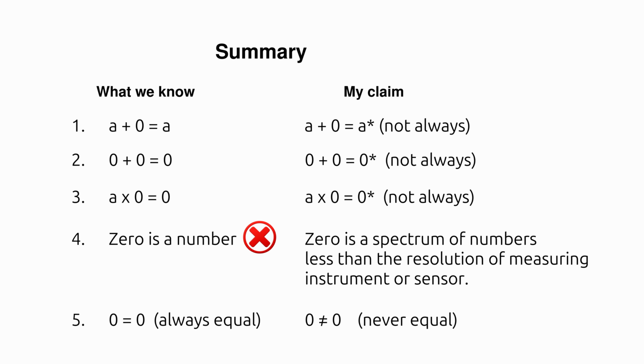0 is not one number, but a spectrum of numbers less than the resolution of the measuring instrument. We will explore this idea more in the coming videos. 0 equal to 0. This is another statement that I completely disagree with. 0 can never be equal to another 0 ever. The conclusion of these experiments might surprise many.